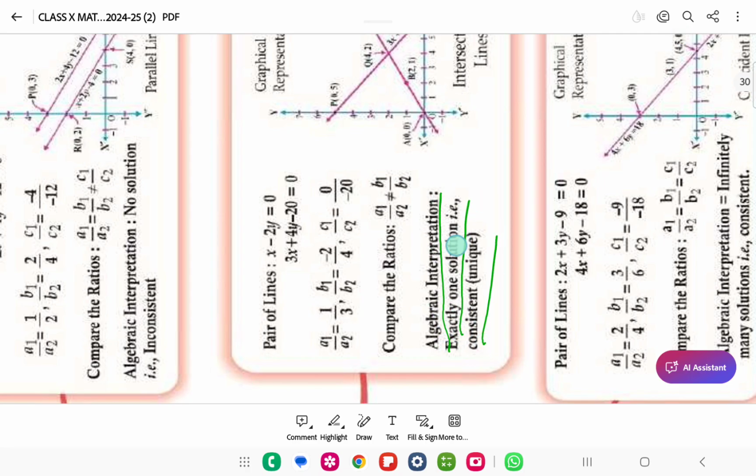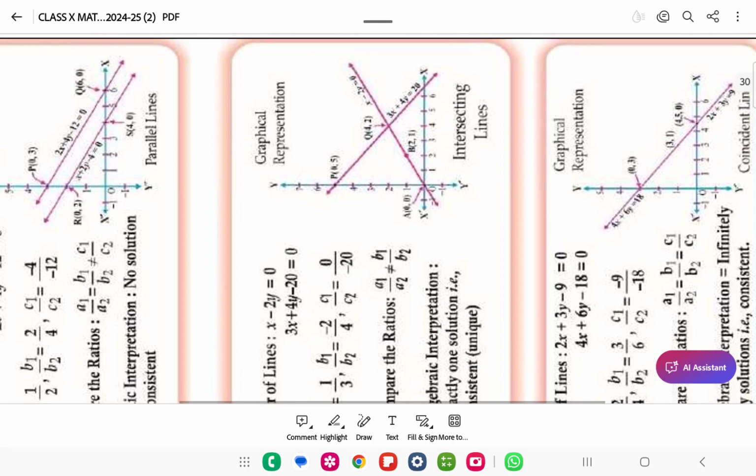It is consistent or unique. Consistent means unique. Only one solution you will get, that is a particular point. This is the one solution you will get, where the intersecting point is, that is a unique solution. It is called consistent.